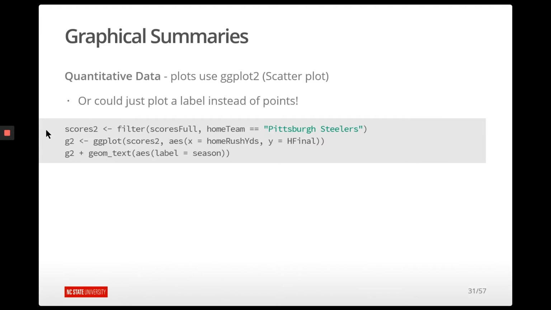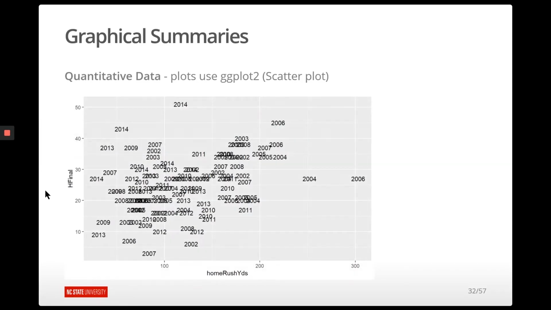Okay, so what else can we do? Well, instead of plotting the actual points themselves, we can plot a label, which is kind of neat. So here we're going to just grab the Pittsburgh Steelers games. I'm from Western Pennsylvania, so of course that's who I care about. And so we're going to create a base plotting layer, again, home rush yards versus home final. And then rather than plotting a scatter plot, we're going to do a text plot, but it's going to essentially be a scatter plot where the label is the season. So here are all the different games across the seasons. So you can see there are a couple 2014 observations. And so again, you can sort of get kind of fancy with these plots.